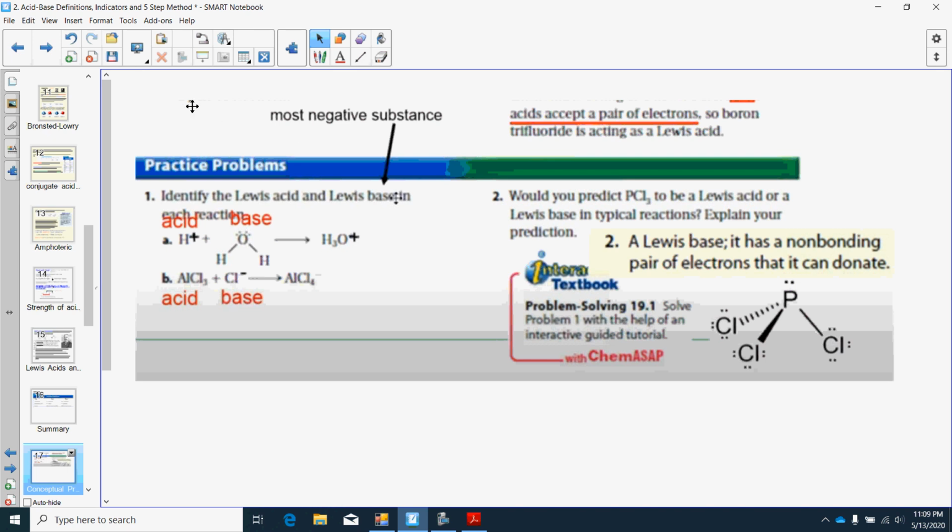We did Lewis dot diagrams in grade 11, so we drew them a lot. When we were drawing Lewis dot diagrams, we were drawing electrons, right? We're using dots for electrons. So it's no surprise that he used those electrons to also define his acids and his bases. If we take a look at this one, it says, would you predict PCl3 to be a Lewis acid or a Lewis base? So here, this picture might help. Taking a look at this picture, you can see the phosphorus has that unshared pair of electrons, right? And it's going to be a base because it is more negative.